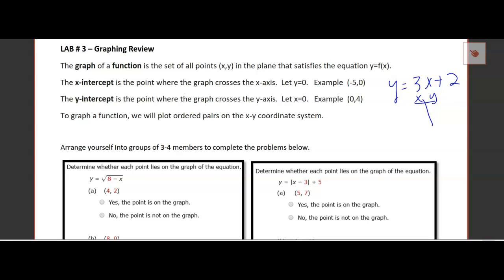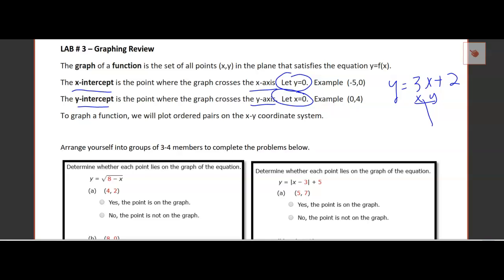And that line is actually a function. And when you were graphing lines, you may have found x-intercepts, which is the point where the graph crosses the x-axis. And to find an x-intercept, we always let the y be 0. You've also come across y-intercepts, an important point on the graph. That's where it crosses the y-axis. And to find a y-intercept, we always let x be 0.